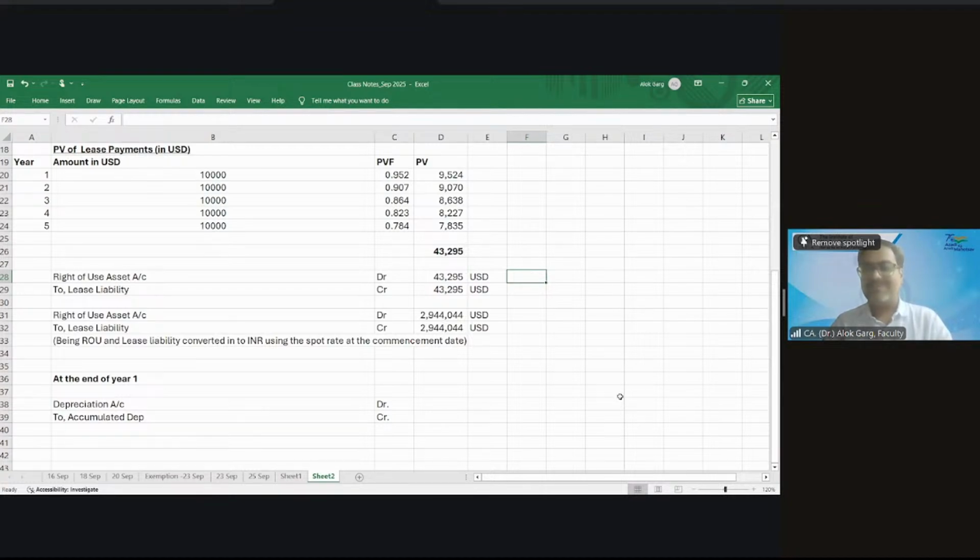Neha, what's your view? Sir, the second case, the right of use asset we converted into INR. 29,44,044 is INR. Yes, it's INR. You're right. So whether I should divide 29,44,044 by 5 for depreciation, or use 43,295 divided by 5, whatever it comes in USD, multiplied by the closing rate.